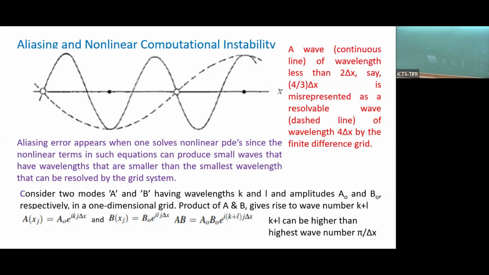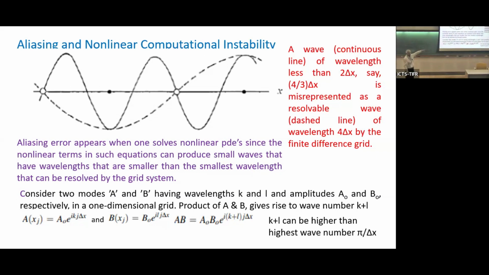What happens essentially in this aliasing and nonlinear computational instability is, if you see the dotted line, at the grid points, which are those dots, there is no difference between the continuous line and the dotted line. Can you make out? So you see here, there is no difference. At the next grid point, there is no difference. At the next grid point, there is no difference. So the continuous wave, which is not a resolvable wave, actually appears, or manifests, or aliases as a resolvable wave.